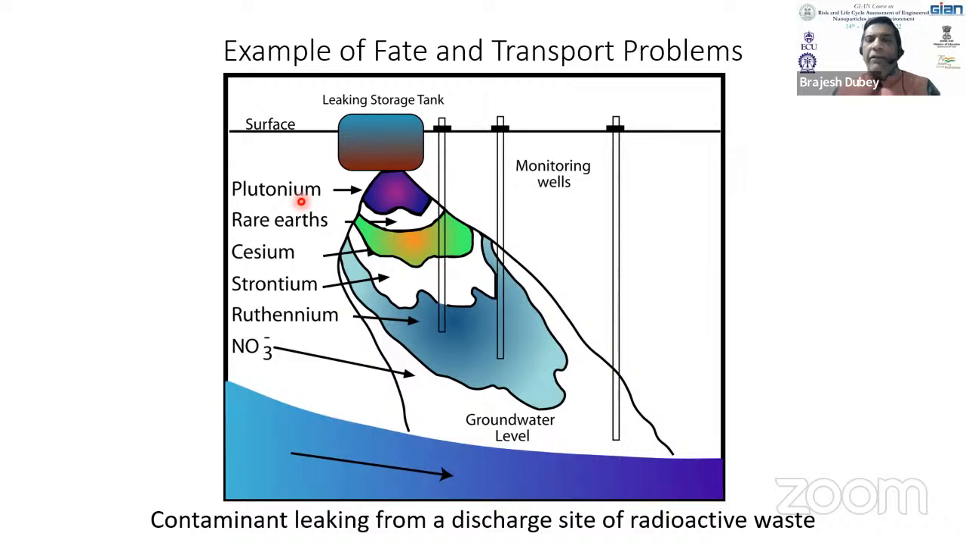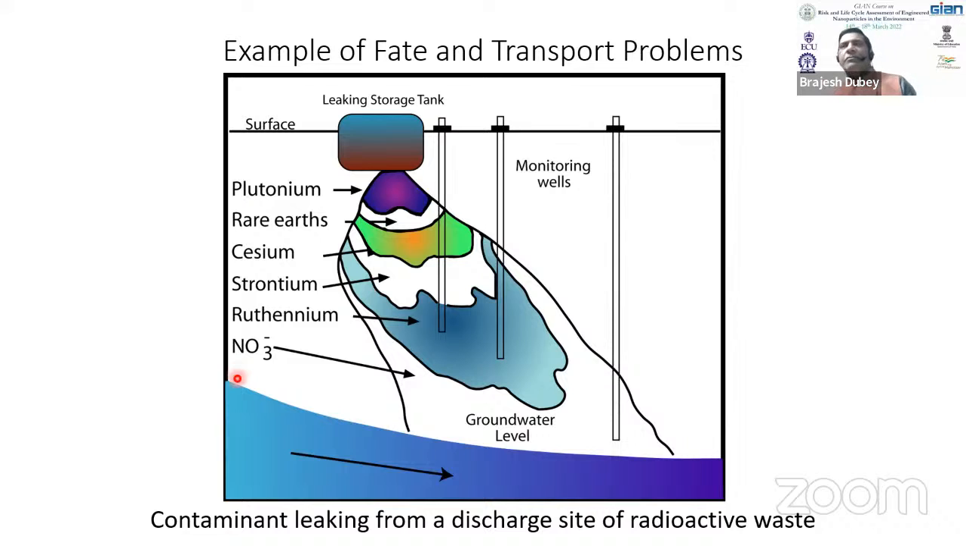So here you have these different things coming off: plutonium, rare earth, cesium, strontium, ruthenium, and nitrate, and their reaction rates are different. That's why when you see all these different lines here, they are called plumes. This is the plume of plutonium, then the plume of rare earth, then the plume of cesium, then the plume of strontium, then the plume of ruthenium, and finally nitrate.